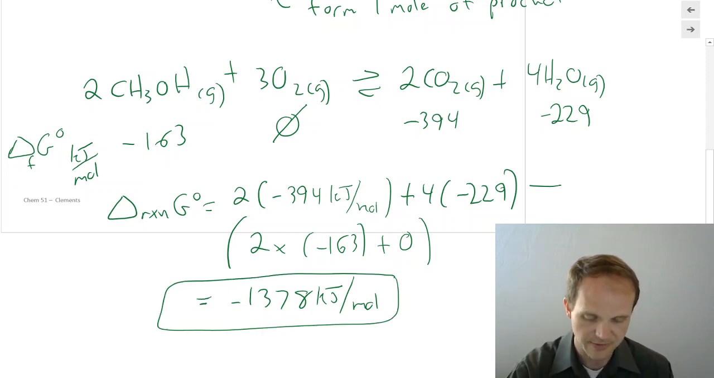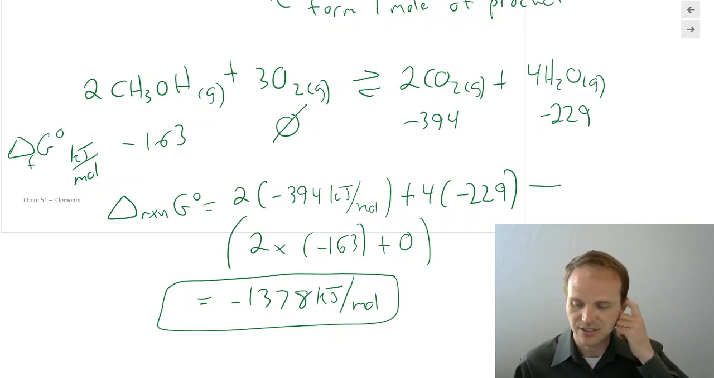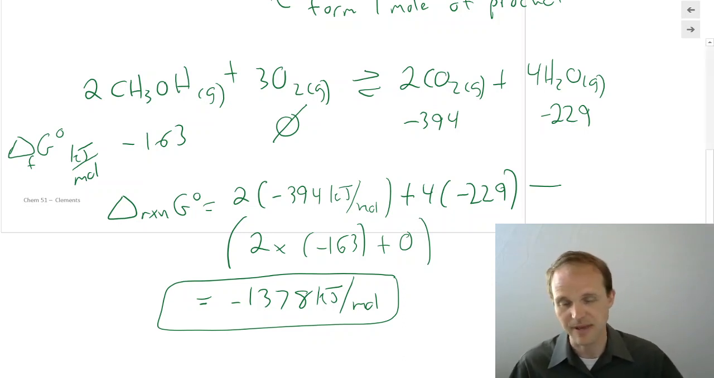And boy, that reaction is very spontaneous. It's a very large number for a chemical reaction. 1,000 kilojoules per mole of available energy to do useful work with. That's what we said about delta G, as it measured that. All right, so we were able to get that information, tell that this reaction is spontaneous, which we expect, right? It's the burning of methanol. We expect that to be very spontaneous, and it is.